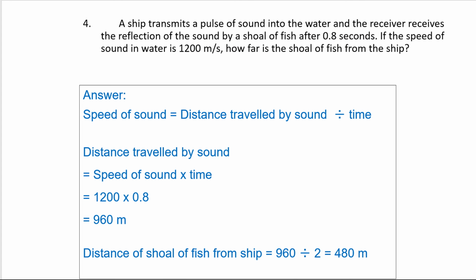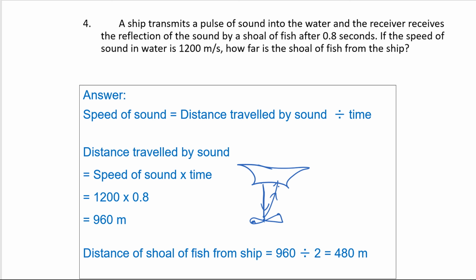Okay, so this is the answer. The question asks for distance. So distance is speed times time. The speed of sound is 1,200. 0.8 is actually the time taken. Take note now, the ship is here. 0.8 is the time taken to travel from the ship to the fish and the fish to come back. So that's 0.8 seconds. And when I get an answer of 960, it is actually the total distance traveled by sound from here to here and back.